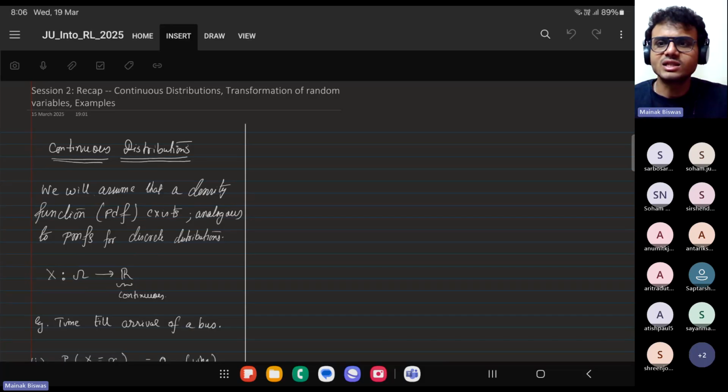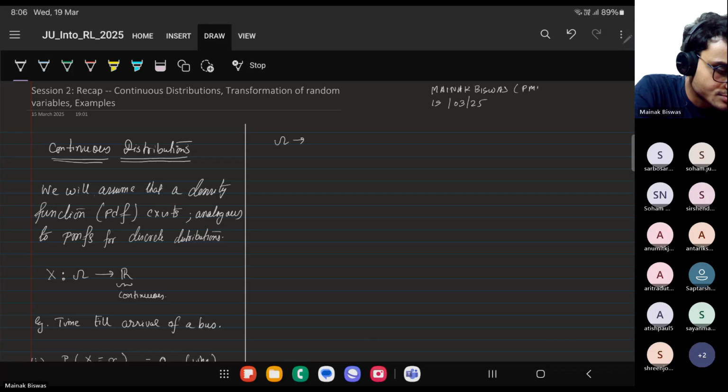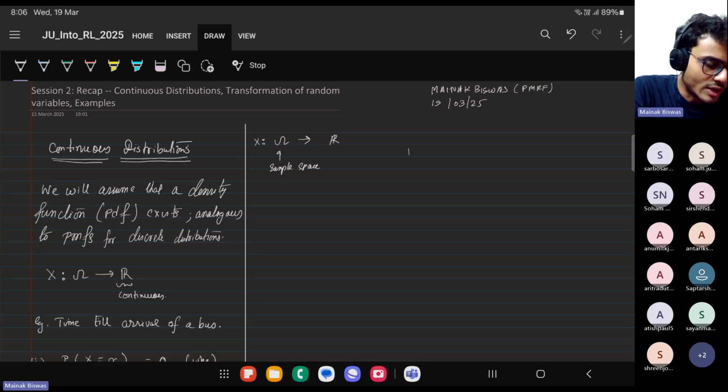As you had seen last time, a random variable X was a mapping from the sample space to the real number line. You had an experiment where, if this was your sample space, every element in this sample space was mapped to a number on the real number line.